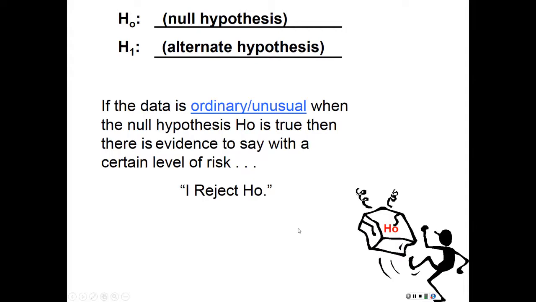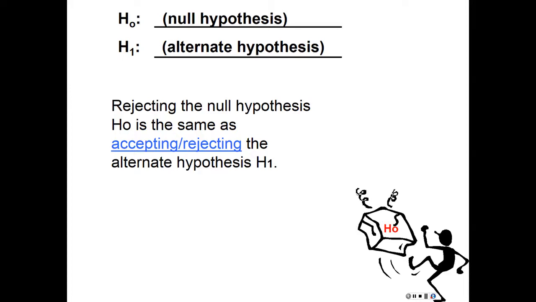If the data is ordinary or unusual when H0 is true, then there's evidence to say I reject H0. When do you reject H0? Is the data ordinary or is it unusual? When it's unusual. Rejecting the null hypothesis is pretty much the same thing as doing what with H1? Accepting H1.